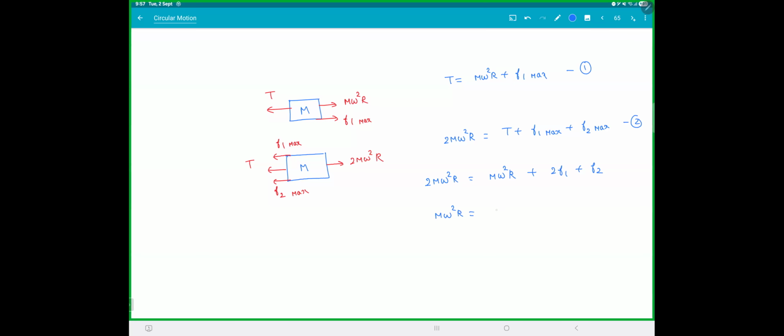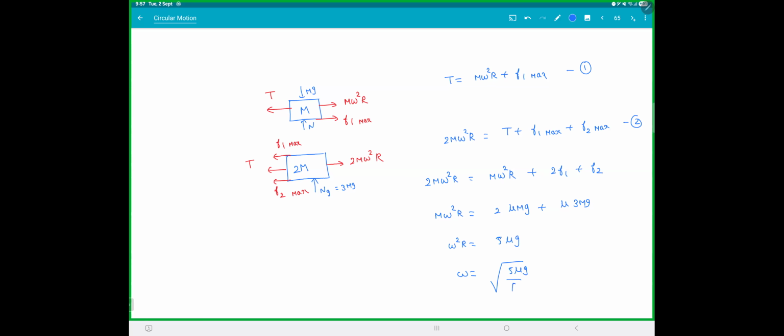So m omega square R, what is F1? 2 mu mg. What is F2? This is 2m, mu 3 mg. Be careful, the normal reaction on the ground is 3 mg. This normal reaction is mg. So m cancels off, omega square R is equal to 5 mu g. So omega will be root over 5 g mu by r.